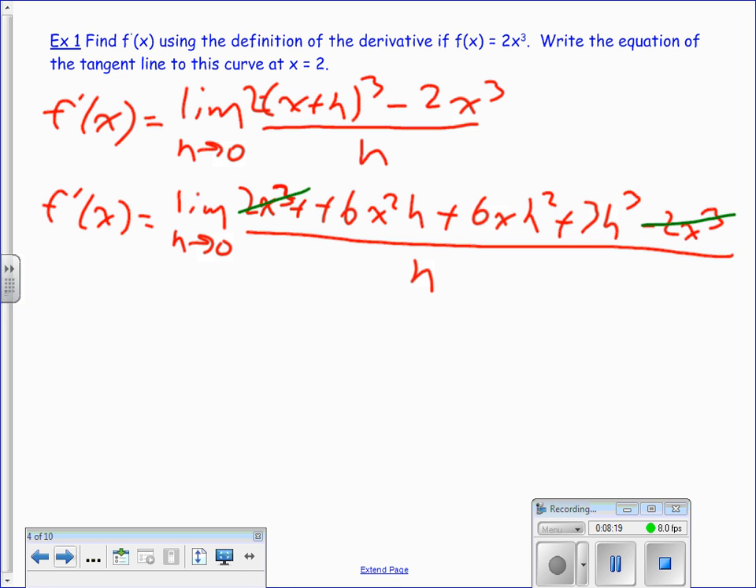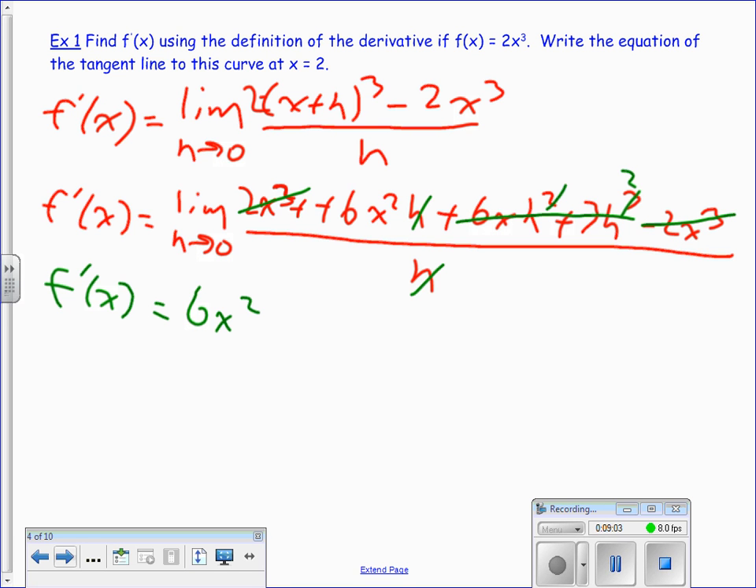This and that cancel, the 2x cubes cancel, and then I can reduce my h's, this h and that h, and one of those and one of those. And now I can go ahead and take my limit, right? Because I no longer have h in my denominator. So I can go ahead and let h go to 0. So f prime of x is equal to, let h go to 0, and this one disappears and that one disappears, and I get 6x squared. That's my derivative. Okay, so that's the f prime. This is the equation for my derivative.